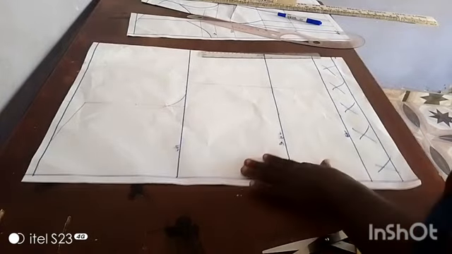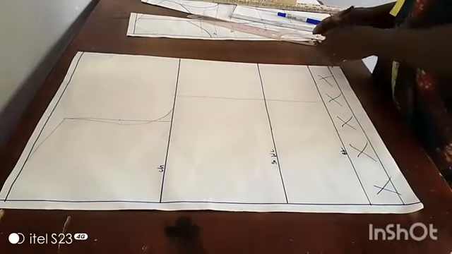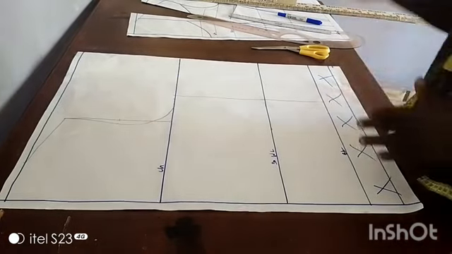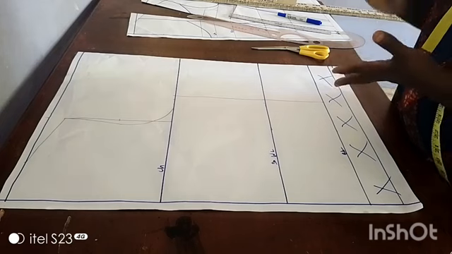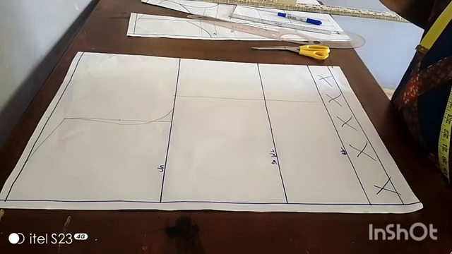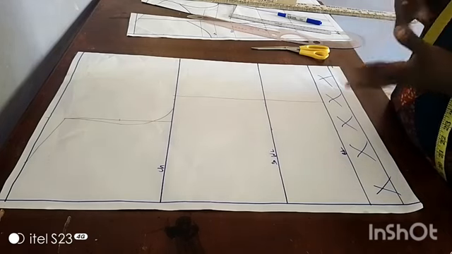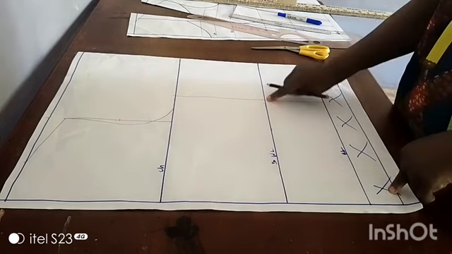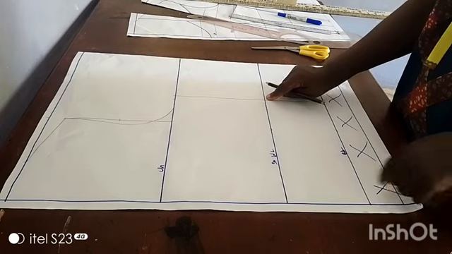So here is our back pattern. This is how it's going to look like. So the next thing we are going to do now, you know we added 1 inch to our waist circumference divided by 4. The waist circumference I'm working with is 40 divided by 4. I have 10 plus 1 making 11. So I use the 11 on my back waistline.